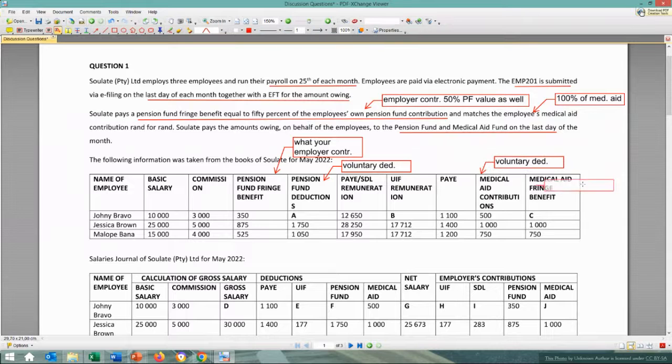And then the medical aid fringe benefit is what your employer contributes. Okay, now based on the information above, your employer matches you Rand for Rand. So if we contributed 500 Rand to our medical aid fund, what would our medical aid fringe benefit be?